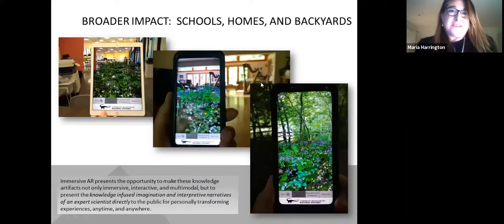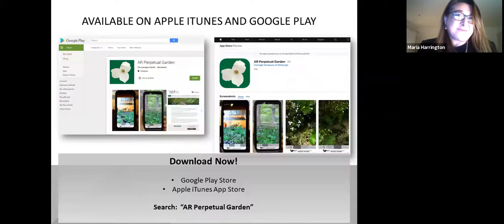Broader impact means taking it out of the lab and actually deploying it on the digital distribution channels of iTunes and Google. Unfortunately now, it does work at home and in backyards. So parents, you might want to download this during COVID-19 and actually use it in your house or in your yard to bring the museum to home. I think that we do need to get out there and distribute these products. So it's available. Please search for it and download it.